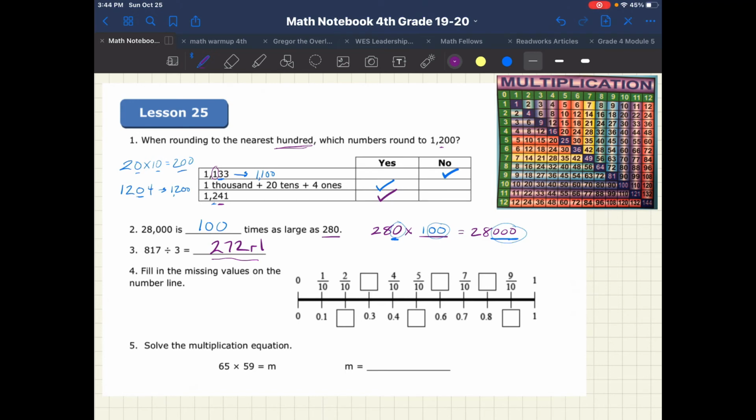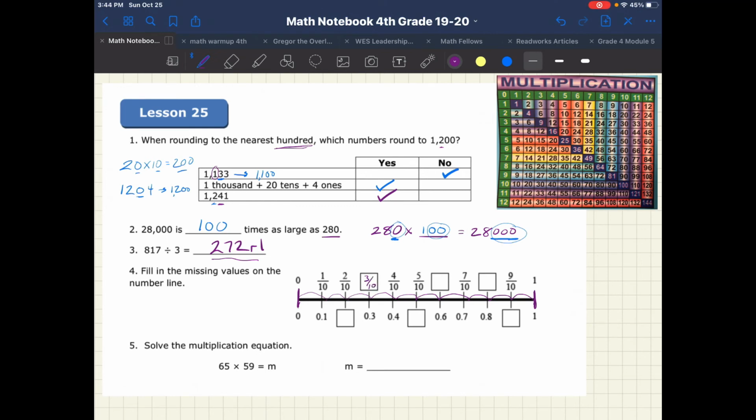Okay, number 4. Fill in the missing values on the number line. So on this number line, we start at 0 and we are only going to 1. This is just one whole. And the fractions, we have broken this into 1, 2, 3, 4, 5, 6, 7, 8, 9, 10 pieces, and that's why these fractions are tenths, 1/10, 2/10. And I think you know 1/10, 2/10, this would have to be 3/10.